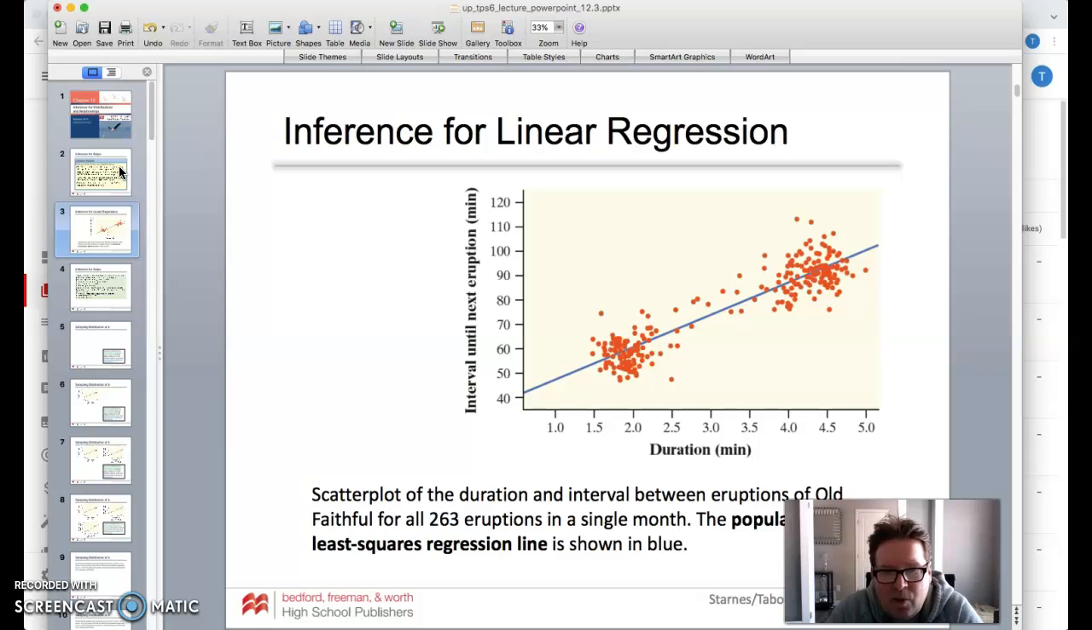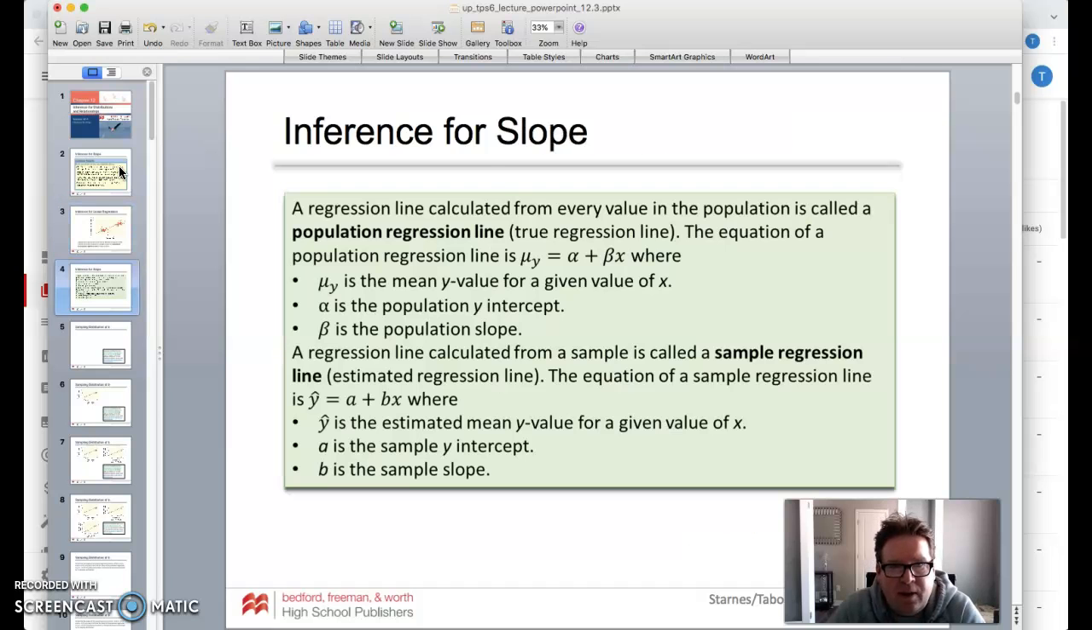All right, so here is a scatter plot of the duration of the interval between eruptions of Old Faithful, the Ol' Geyser, for 263 eruptions in a single month. The population least squares regression line is shown in blue, so we can see the pattern that's formed there. Some interesting data there. Now, a regression line calculated from every value of the population is called a population regression line, or we say it's the true regression line.